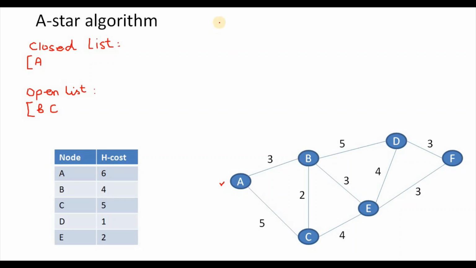F cost of B, here we shall calculate the F cost. F cost of node B is equal to its G cost. G cost is the distance between start and your current node, which is 3. Here it's mentioned on the edge. So 3 plus, and then we have to add the H cost of B, which we can see from the table, which is 4. So 3 plus 4 is equal to 7. So the F cost of node B is 7.